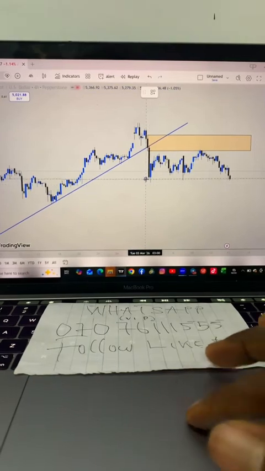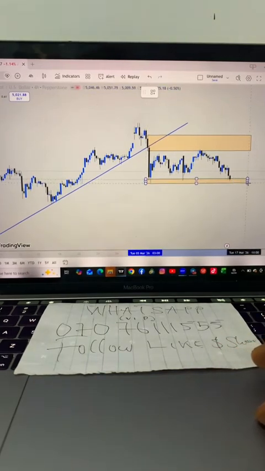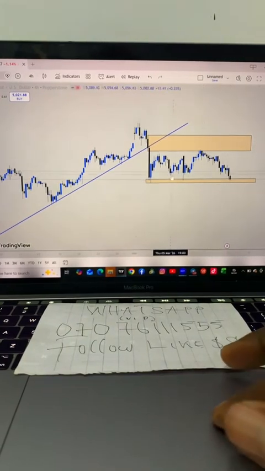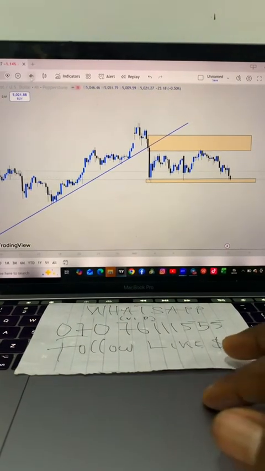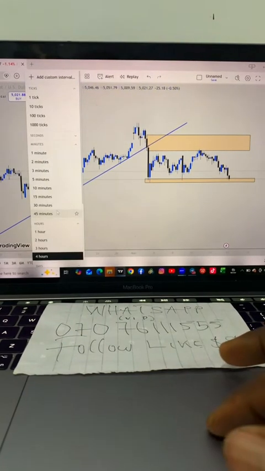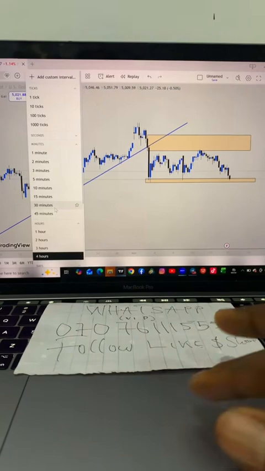Mark out the low, which is your realistic target, where you'll be targeting. You already have your entry here and your target is here. Go down to a smaller time frame, because you cannot take an entry from the 4-hour time frame. You are not a swing trader. Unless you are a swing trader, you can continue with the big time frame.